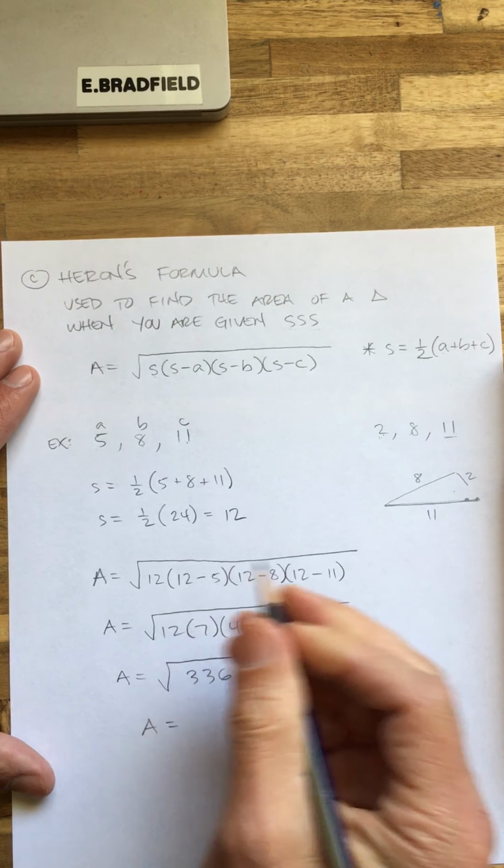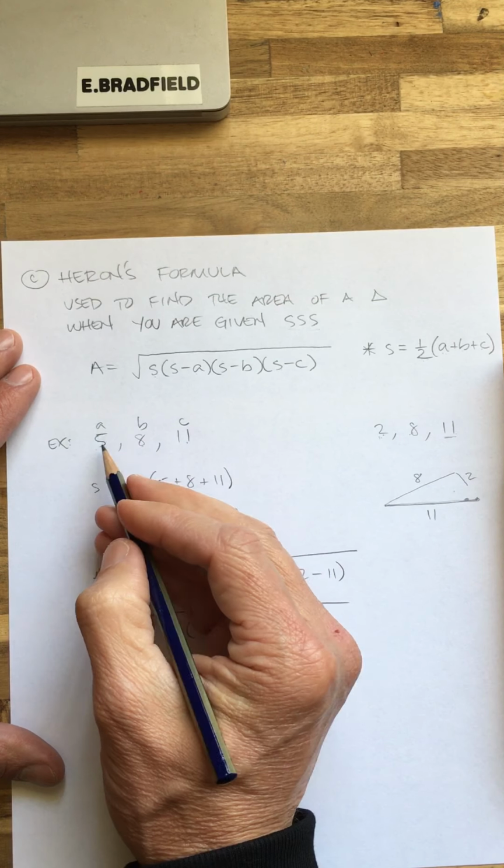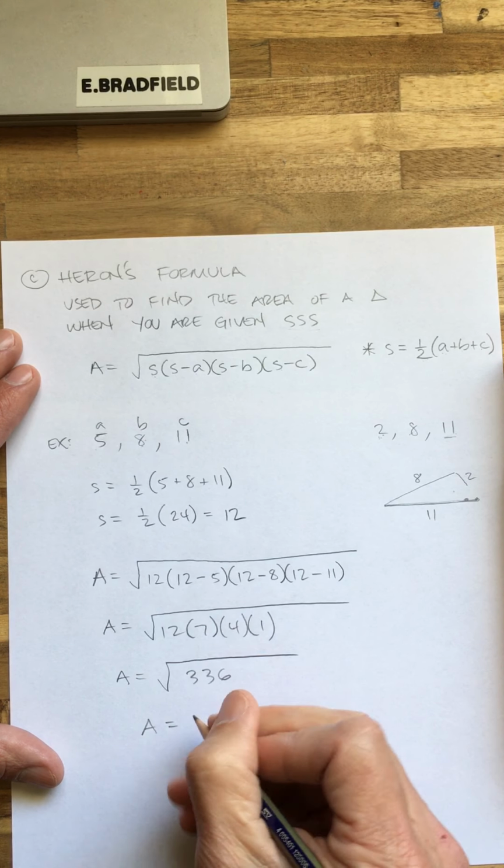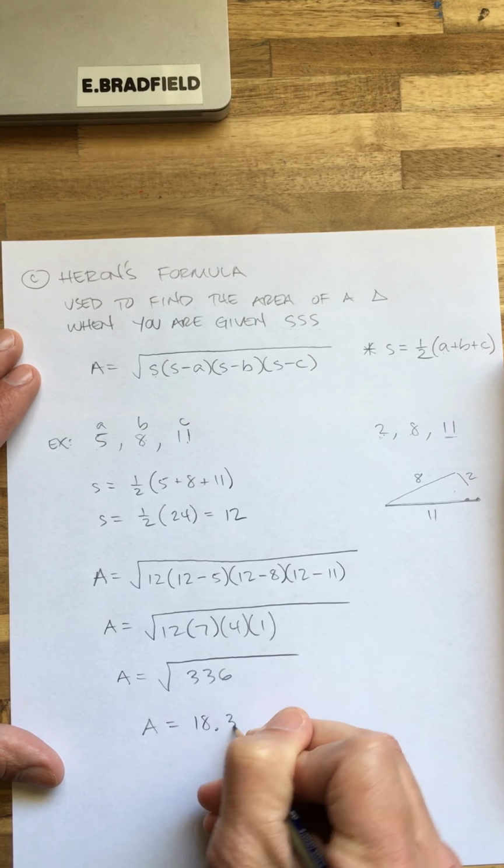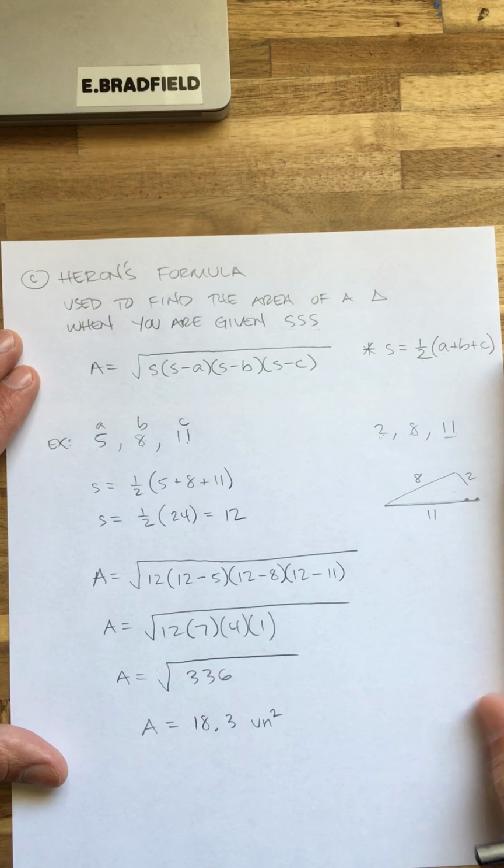So the area of this triangle, with the sides 5, 8, and 11 is 18.3, and I'm just going to say units squared, okay?